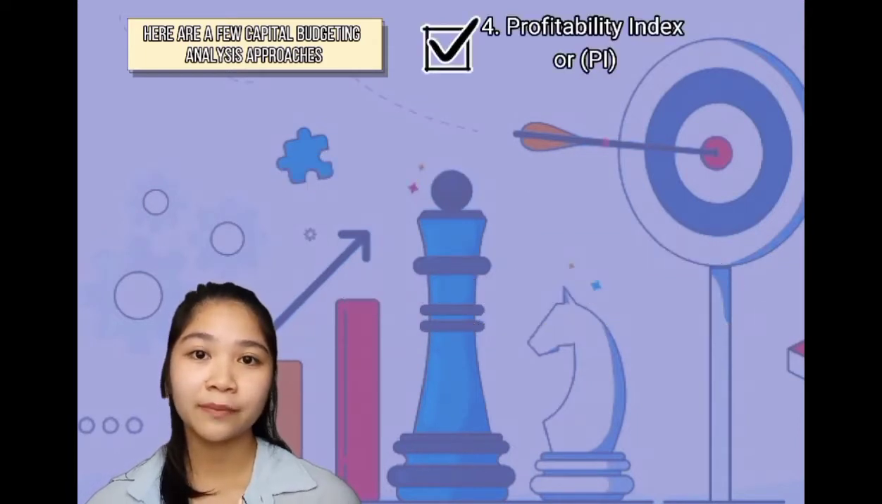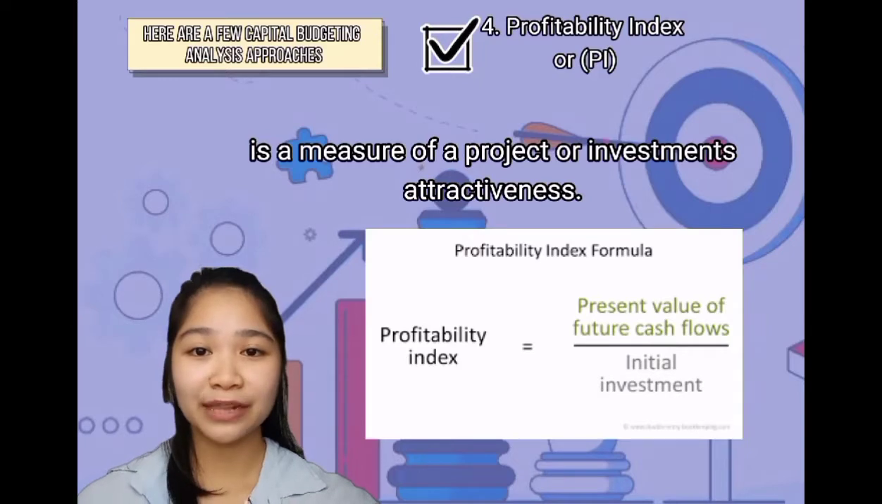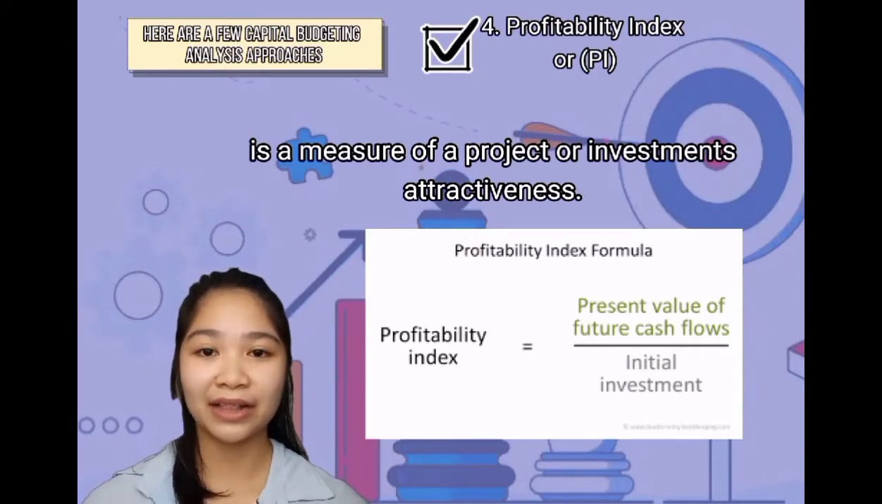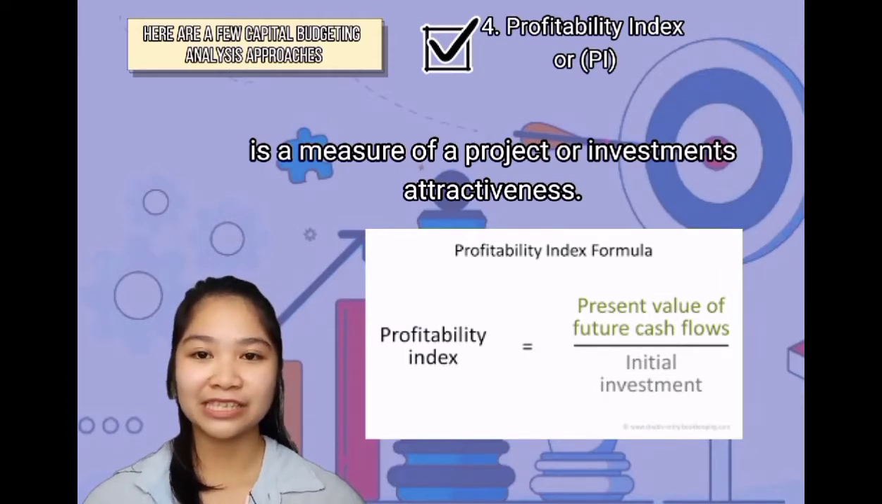Number 4, profitability index, is a measure of a project or investment's attractiveness. The profitability index is calculated by dividing the present value of future expected cash flows by the initial investment amount in the project.